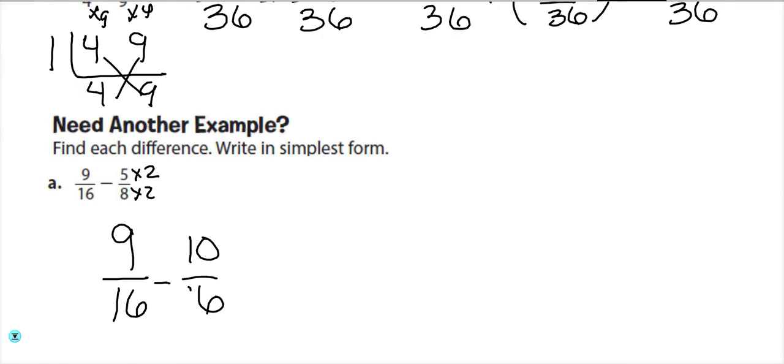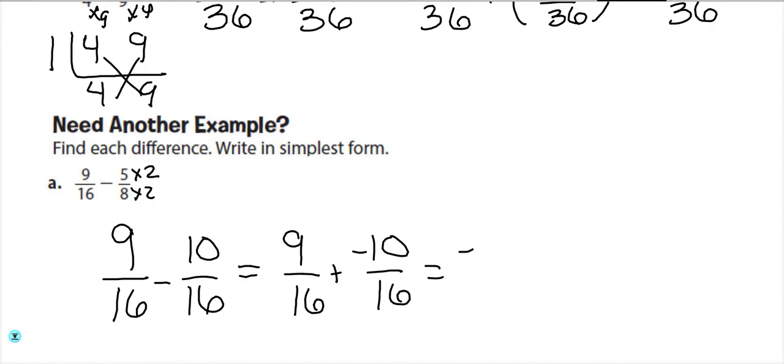Okay? Really, though, we should be able to figure that out. If I have $9 and someone says, can I borrow 10? What are you going to be? Short 1, right? You're going to be negative 1. But let's go ahead and show it. So it should be 9/16 plus negative 10/16, which is going to be negative 1/16. Okay? All right, that is the end of this one.